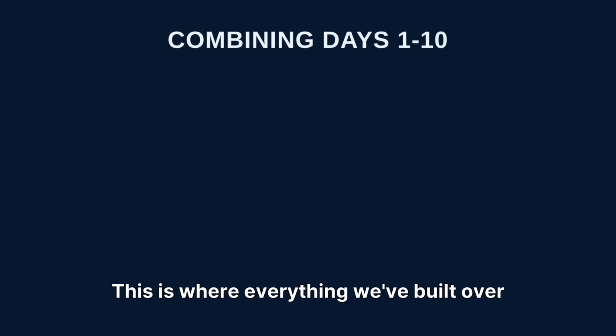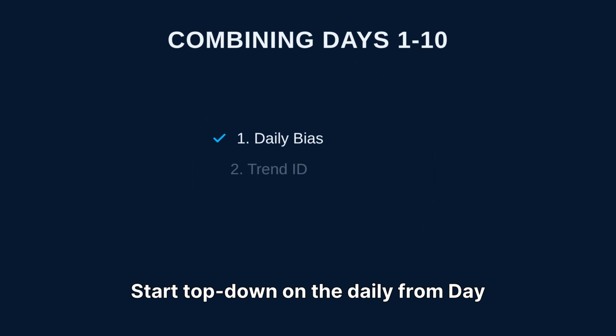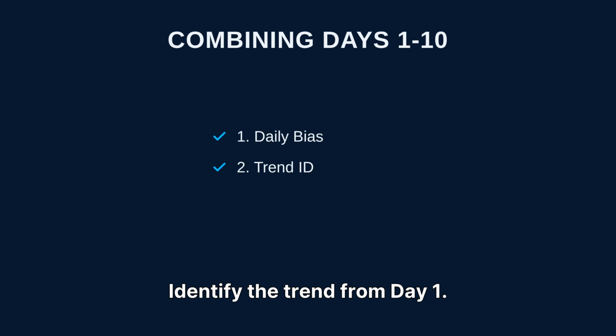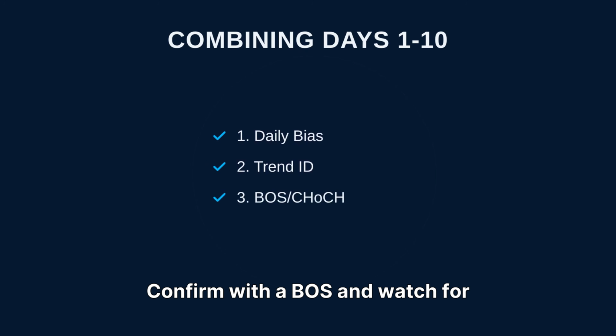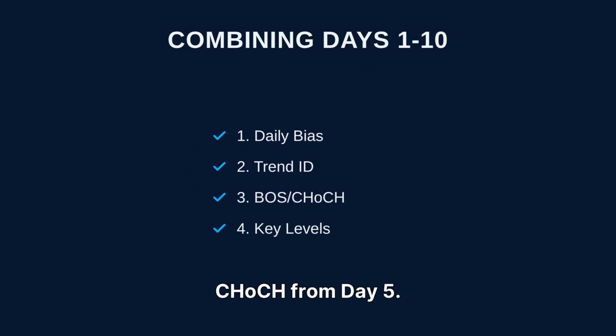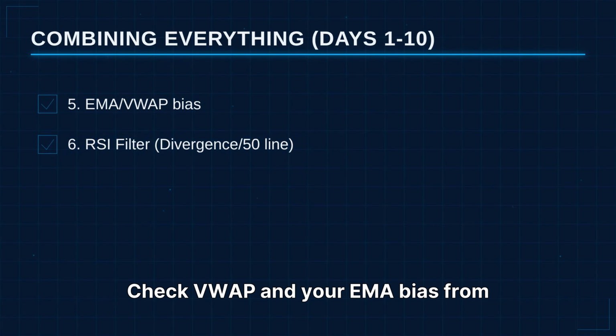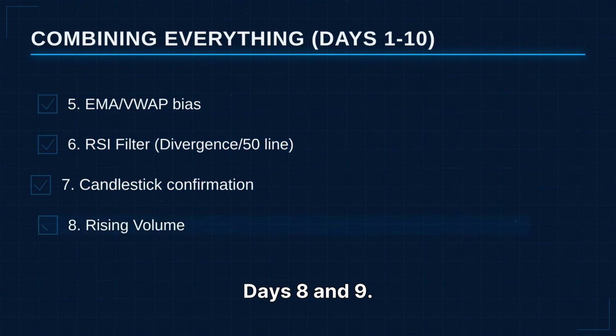This is where everything we've built over 10 days comes together. Start top down on the daily from day 4. Identify the trend from day 1. Confirm with a BOS and watch for CHOCH from day 5. Find your key level from day 3. Check VWAP and your EMA bias from days 8 and 9.